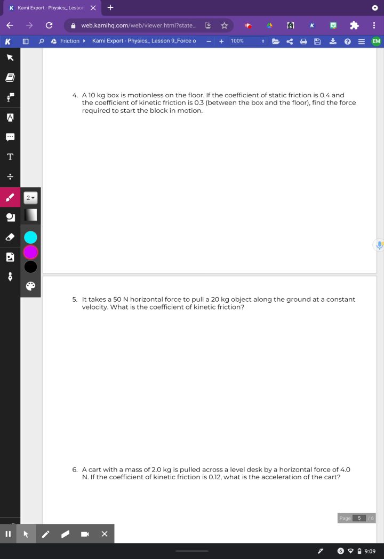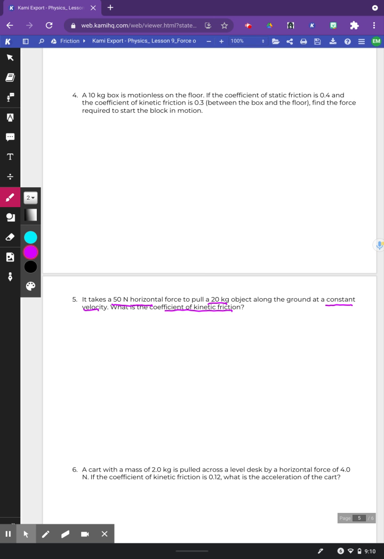All right, so I know I have the force that's used to pull the object. Right there, I have the mass of the object. I know it's moving at a constant velocity, and I'm looking for the coefficient of kinetic friction. All right, so it's always important to think about what I know and what I'm looking for.